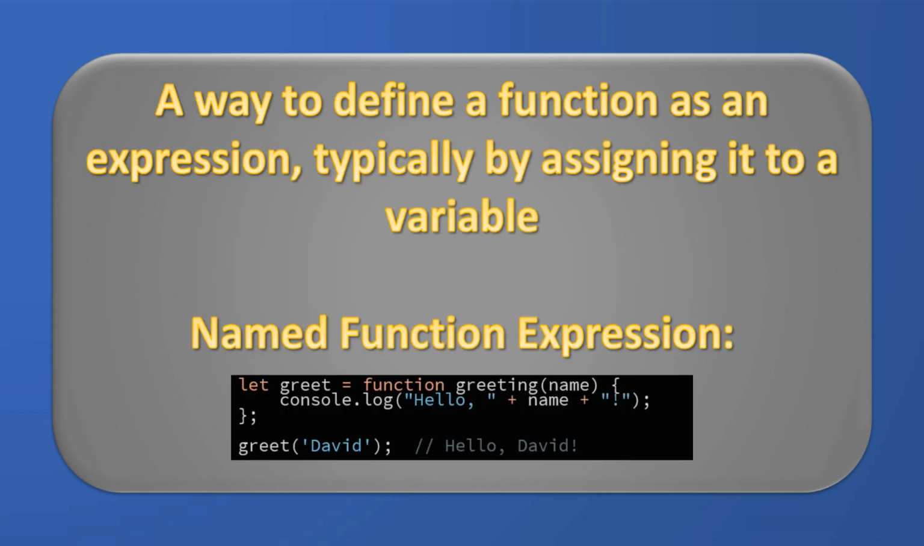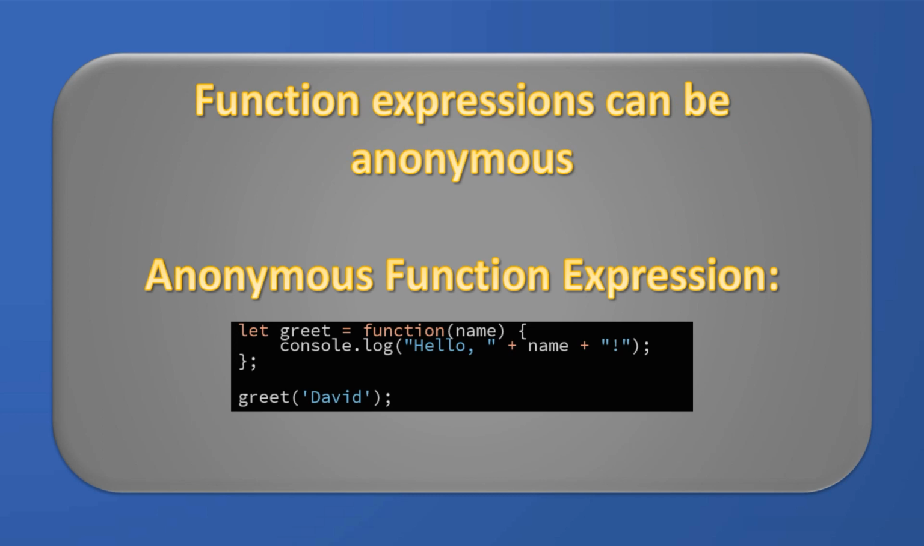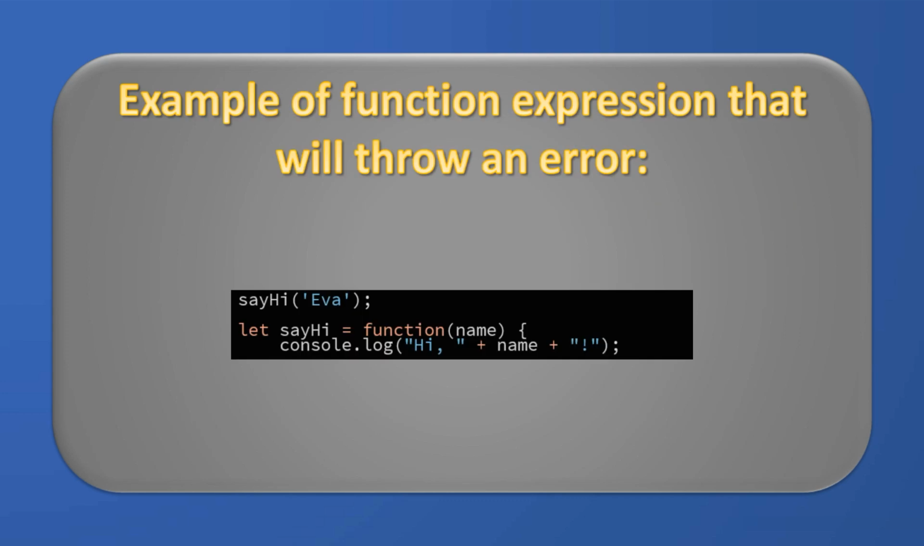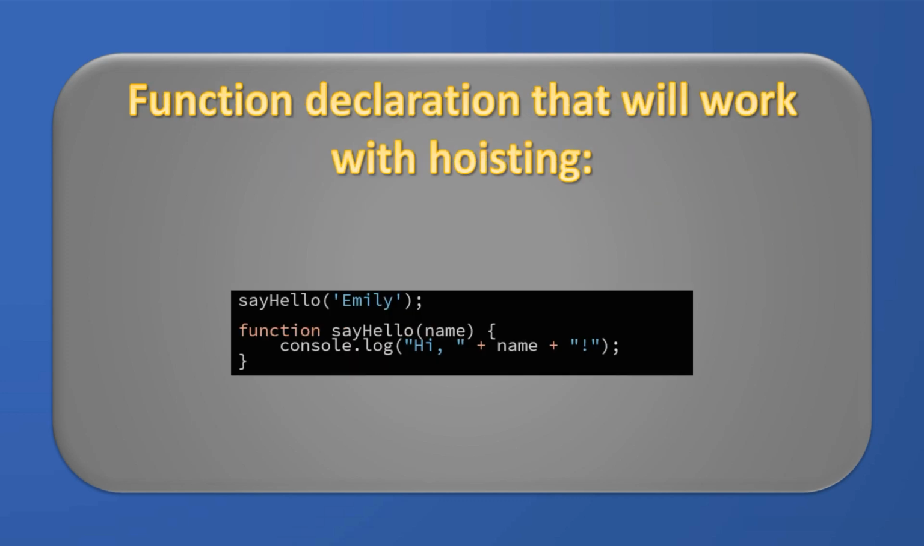Another way to define a function is as an expression, typically by assigning it to a variable. Naming function expression below. A function expression can be anonymous, and this is an anonymous function expression. Function expressions are not hoisted, so you have to define them before you can use them. Example of a function expression that will throw an error. And this one is a function declaration that will work with hoisting.